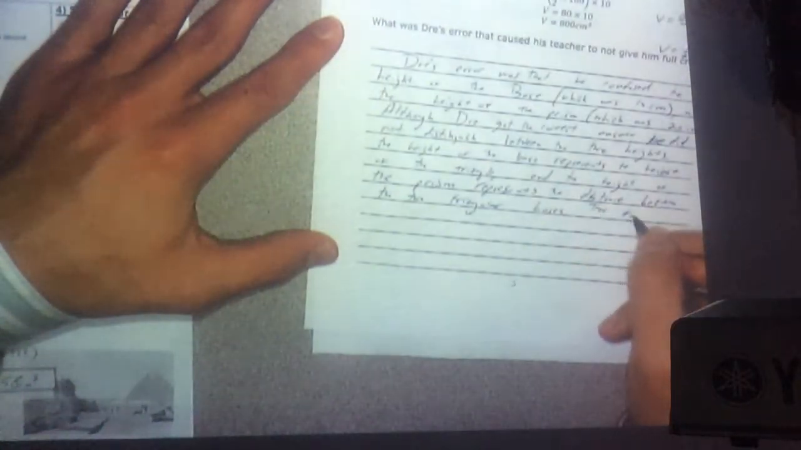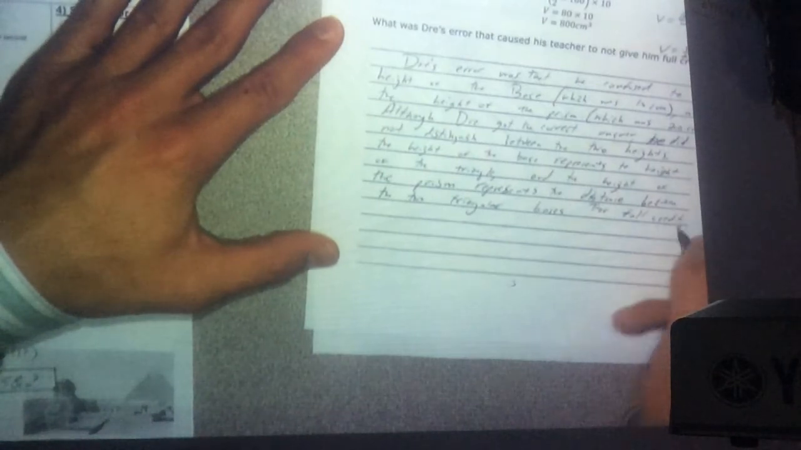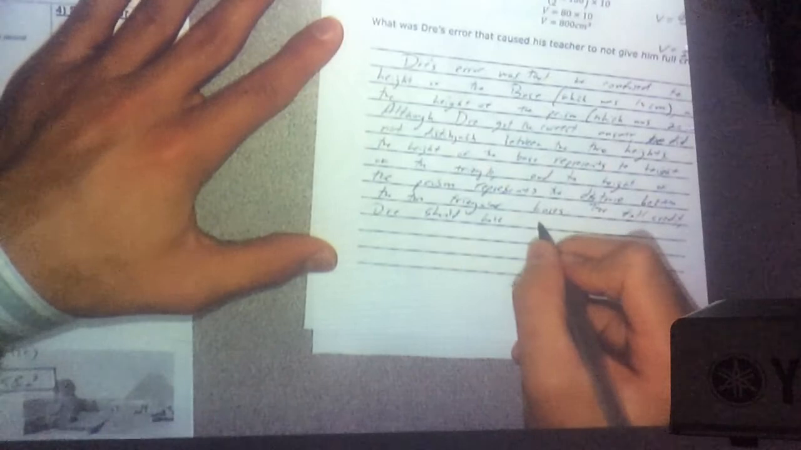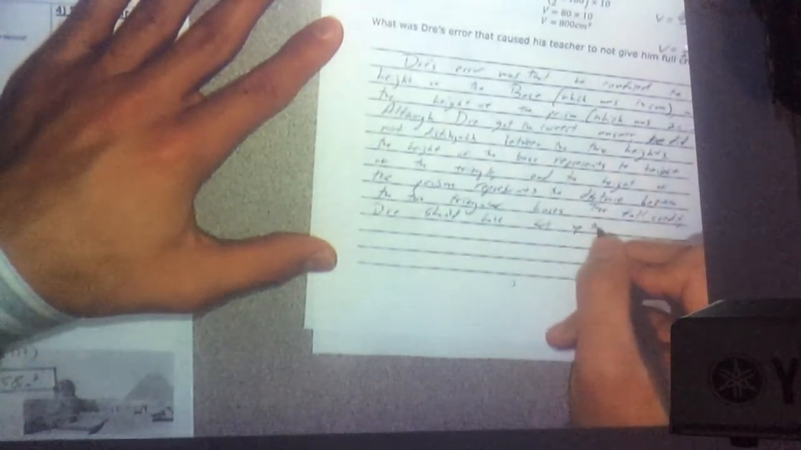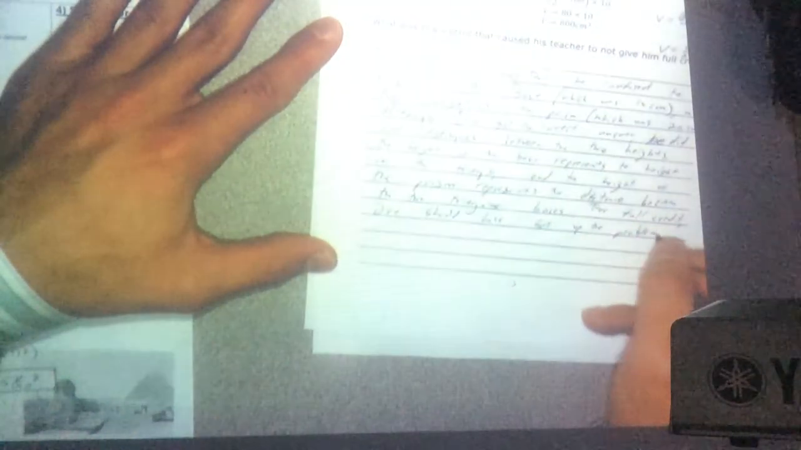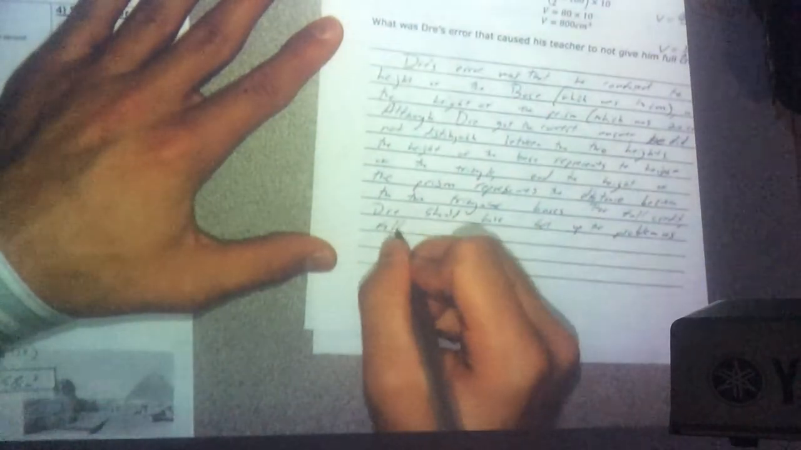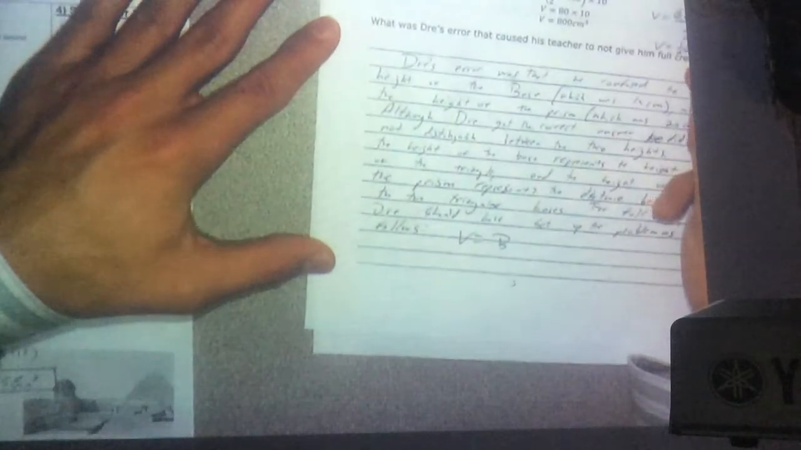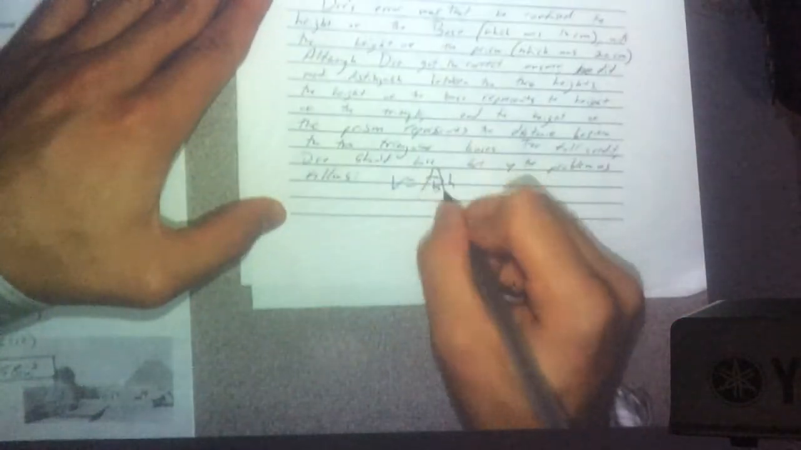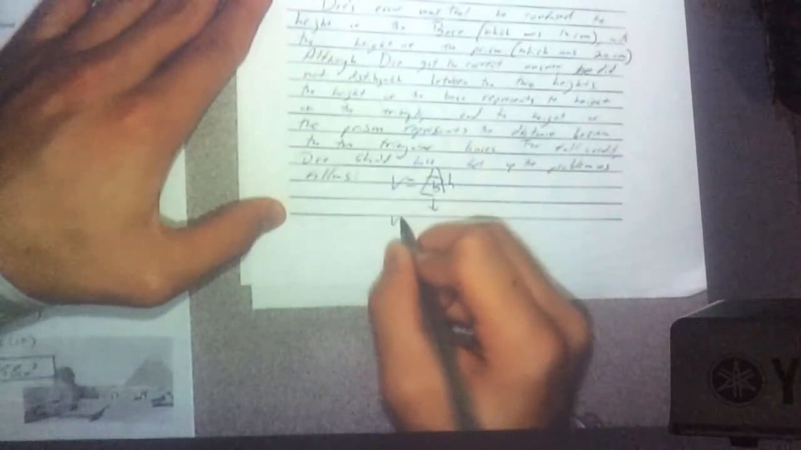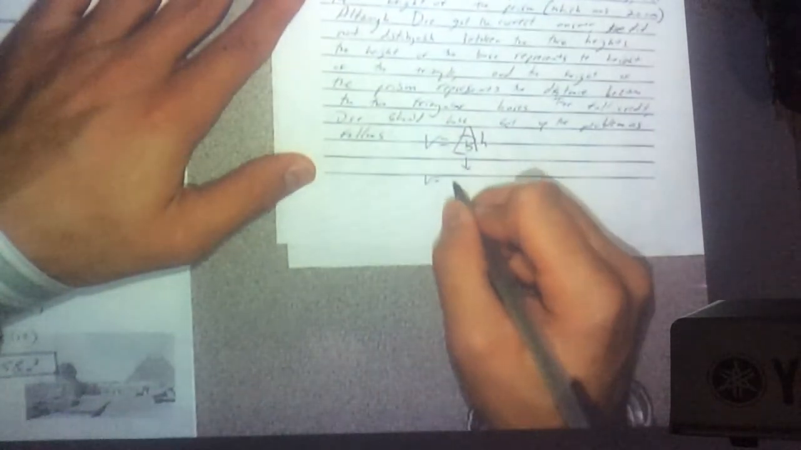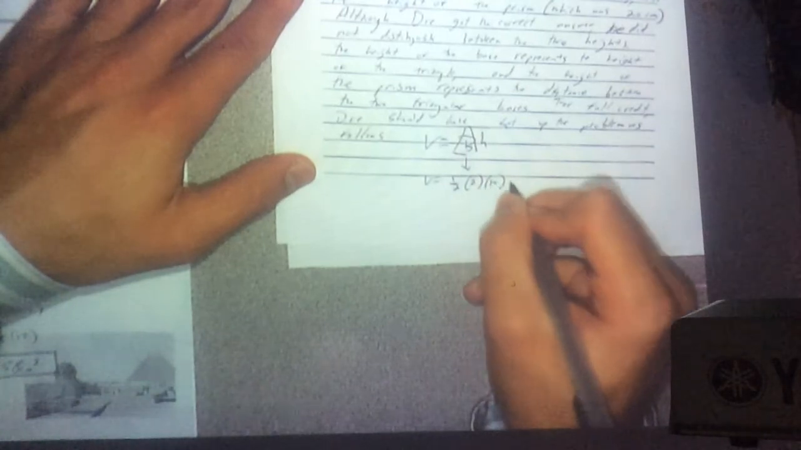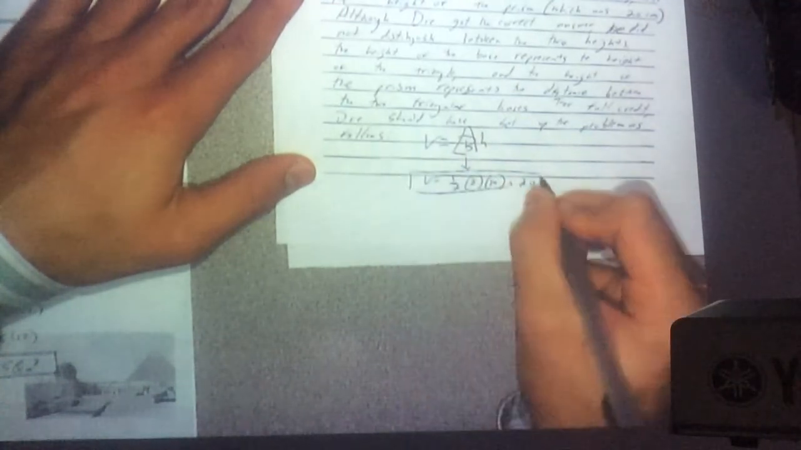For full credit, Dre should have set up the problem as follows. Volume is equal to base times height. I'm just copying my work from up here. Volume is equal to 1/2 times 8 times 10 times 20.